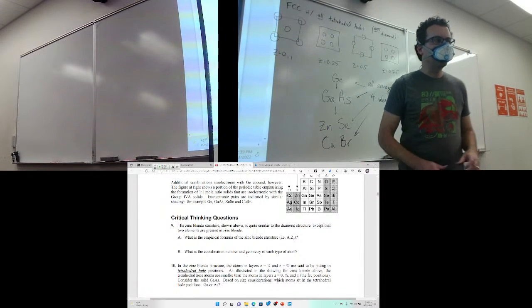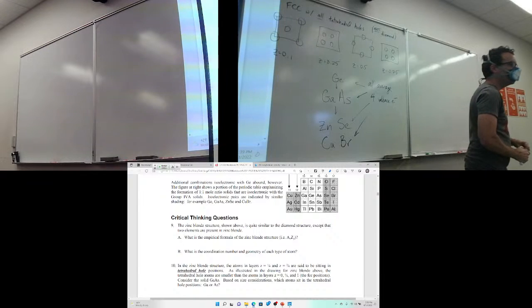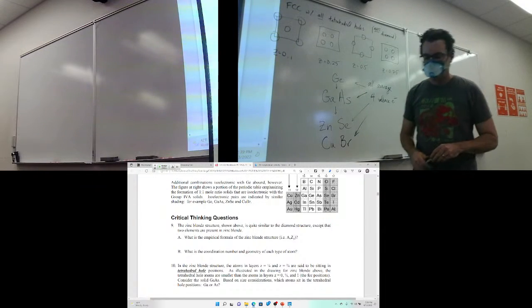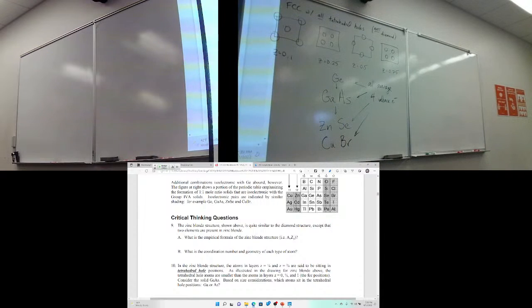So empirical formula, don't forget what empirical formula means. Empirical formula is taking whatever number of atoms you have and simplifying it down to the most simple ratio. That's the empirical formula, which is what we just did with silicon carbide.